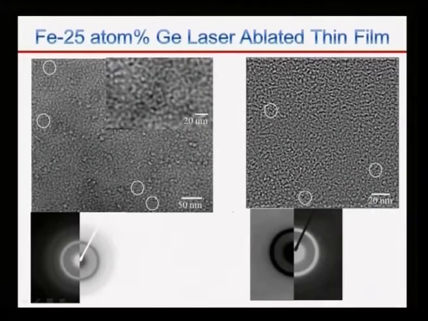Well, the third example which I am going to give is from my own PhD work, that is on iron germanium 25% germanium laser ablated thin films. Thin films are routinely used in many applications. We wanted to understand, if I take an iron 25% germanium alloy and form a thin film by laser ablation, which is a very well known technique, what kind of structure develops.